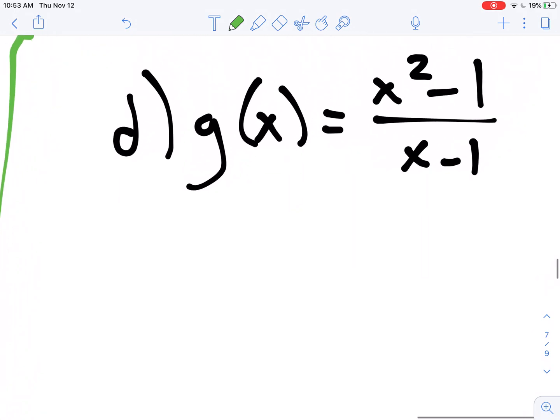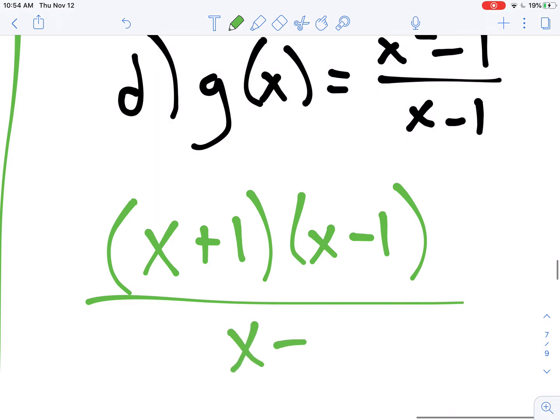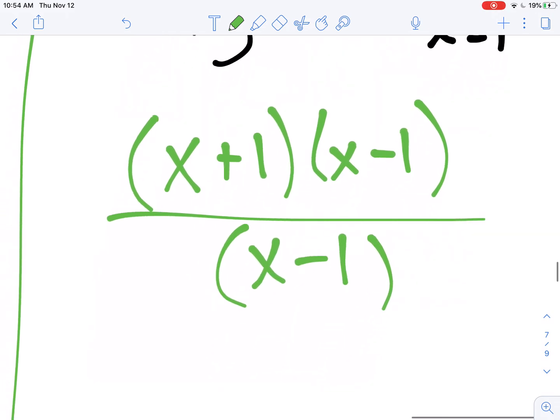D is going to be the one example where we will find holes. And here's how I know that. I'm going to factor my numerator, and my numerator becomes x plus 1 times x minus 1, because I'm looking at a difference of squares. Oh, would you look at this? These cross out. I'm allowed to cross these out because on my numerator, I've got multiplication, and then this entire thing is set up as division. So since I have multiplication over division, I'm allowed to cross out these two factors. They don't exist, they cross each other out.